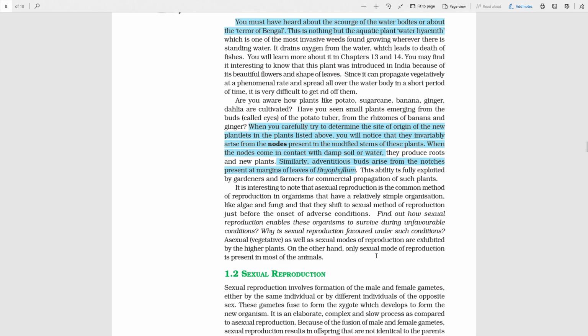It is interesting to note that asexual reproduction is a common method of reproduction in organisms that have a relatively simple organization, and some of them also reproduce just before the onset of adverse conditions. Now let me give you a fun and interesting thing over here. We have something to protect ourselves. We have defense mechanisms, and we have our hands and legs to protect ourselves.